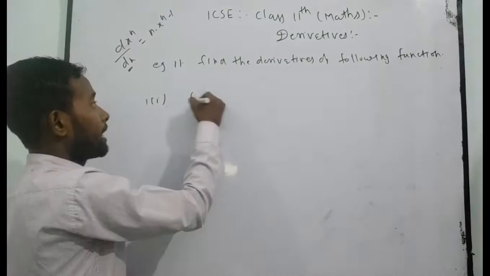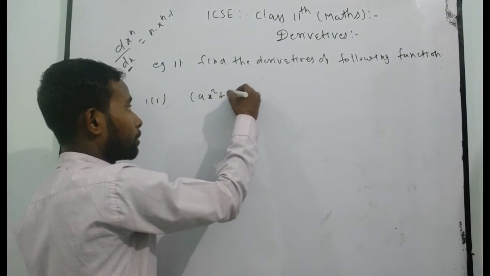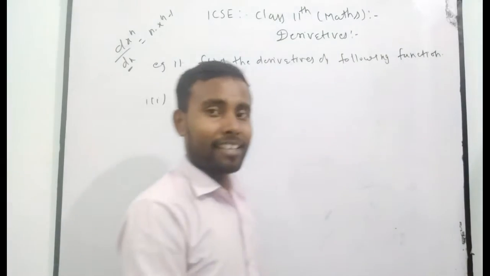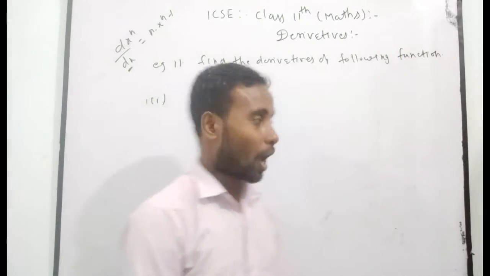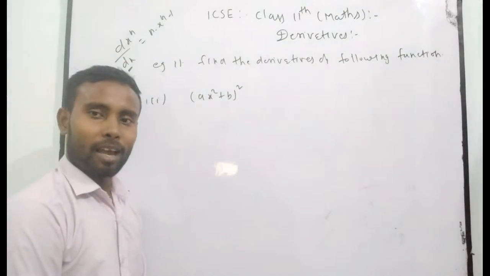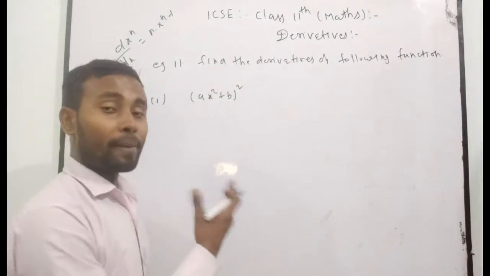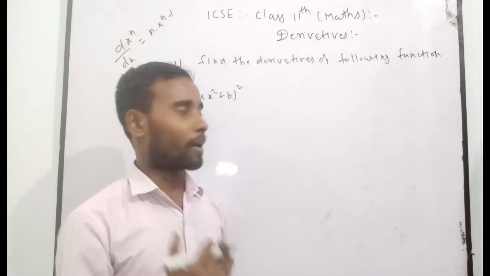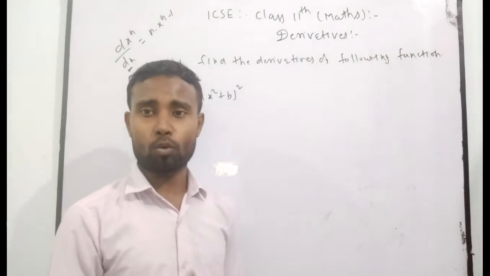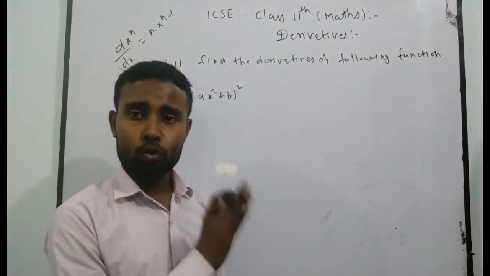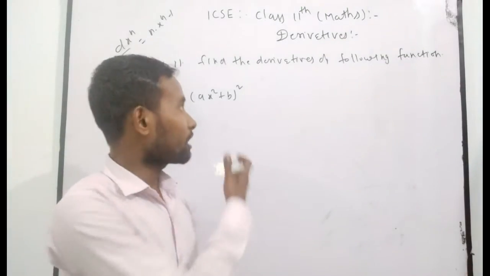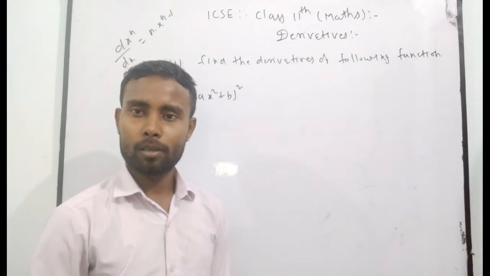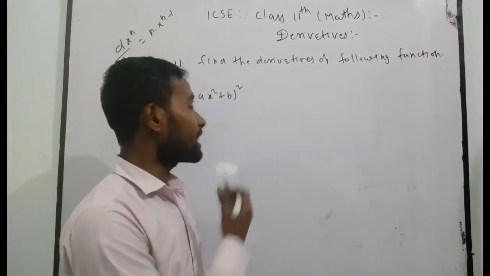The third problem will be (ax square plus b) whole square. How can you solve this problem? I know this problem can be solved very easily, but at your class level you don't know about the chain rule, so I do not allow solving it by that process. Otherwise it becomes very easy for you.